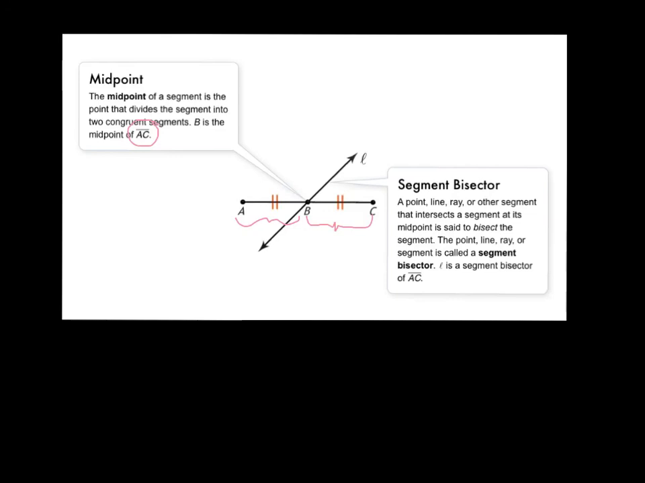Segment bisector is a point, line, ray, or other segment that intersects a segment at its midpoint. So line L here intersects, which means to cross, segment AC at B, which is the midpoint. So then it bisects the segment. The point, line, or ray segment is called a segment bisector. So line L is a segment bisector of AC.